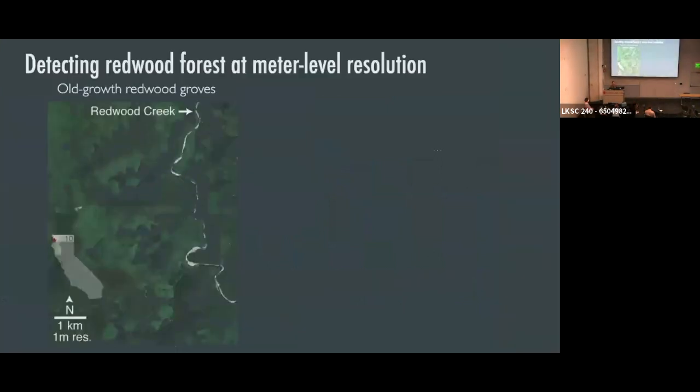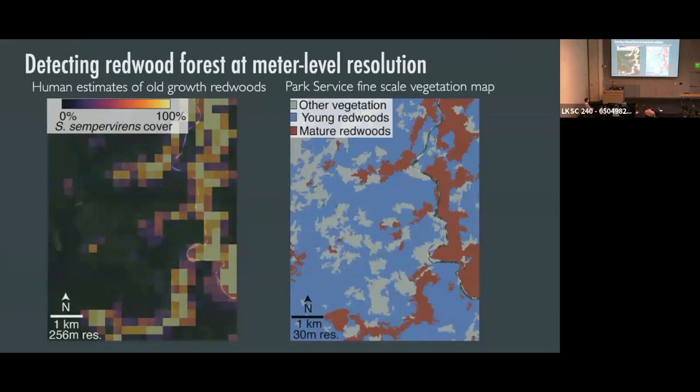I'll start with a little case study here in Northern California in the old growth redwoods. Hopefully you can see there's this olive band running down the right-hand side of this image. These are old growth redwood groves that remain post clear cutting in the 20th century. 95% of old growth redwood groves were clear cut in the 20th century, leaving just a few pockets, which are actually very easy to see from satellite imagery. So easy, in fact, that humans can annotate them directly from satellite imagery, which is what you're seeing here on the left.